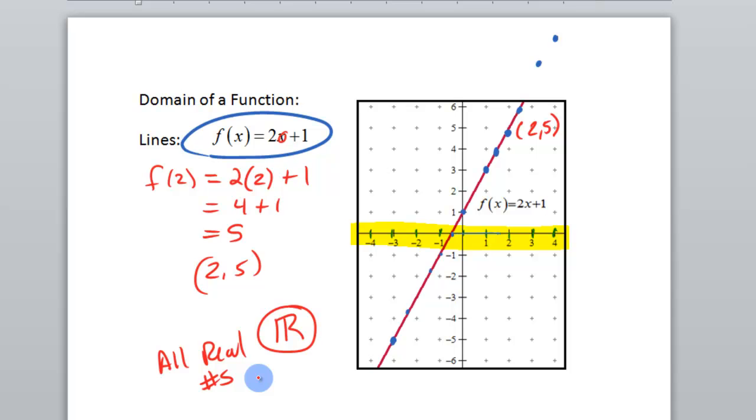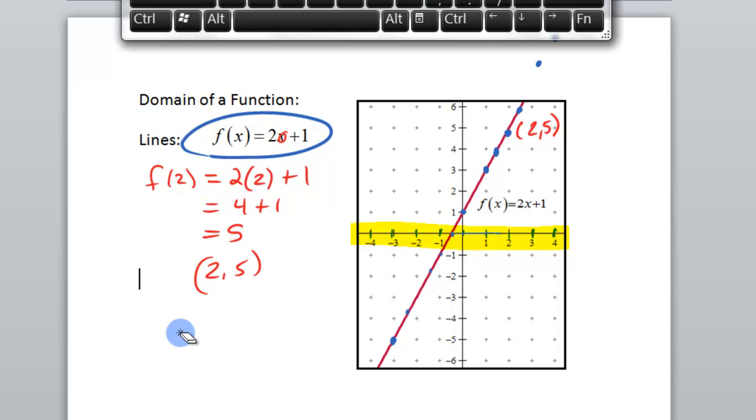The more correct way, let me erase some of this here, would be in the set notation: all x such that x is a real number. Okay, so that's another way to write it.